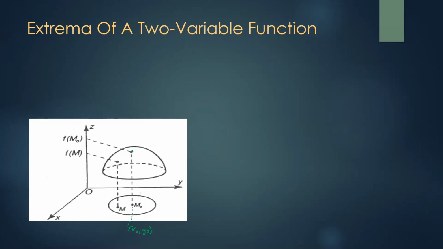This neighborhood could be extremely small. The only condition is it must exist. There must be some neighborhood, maybe very small, such that at every other point of this neighborhood, the function value is smaller. It's intuitive, so you can understand what a local maximum of function means.